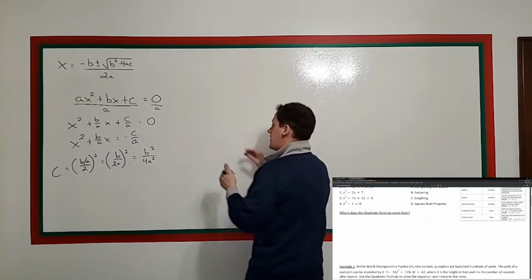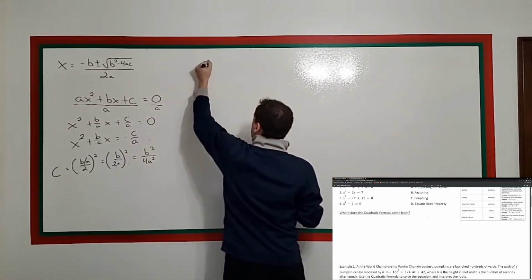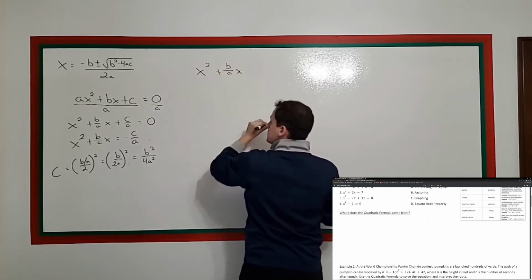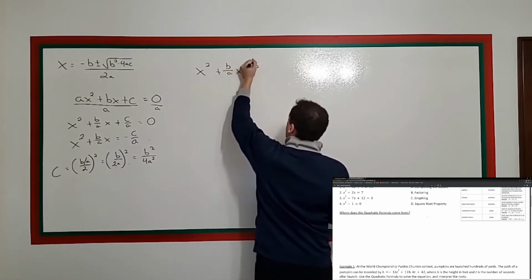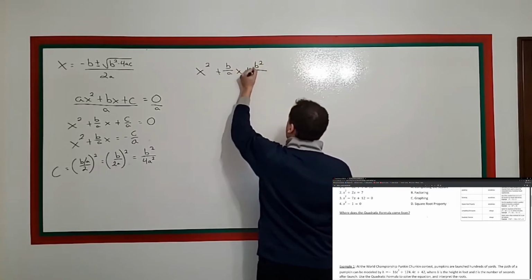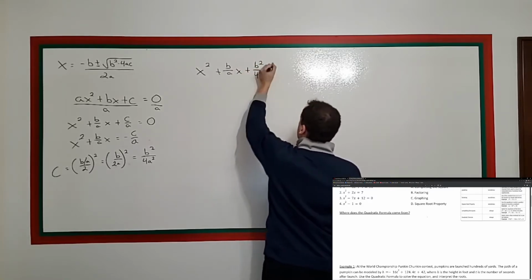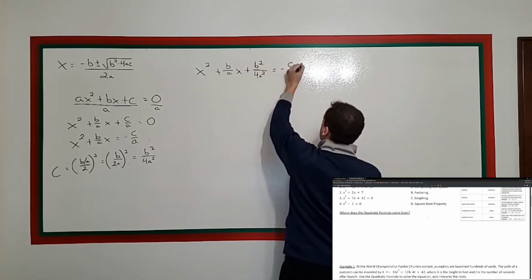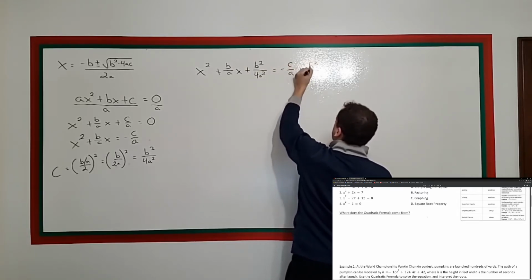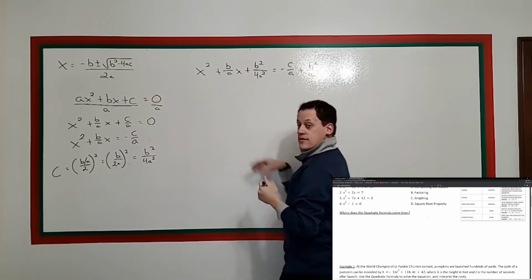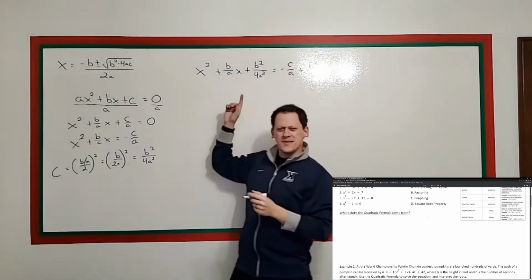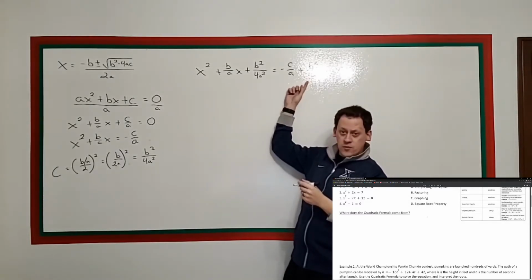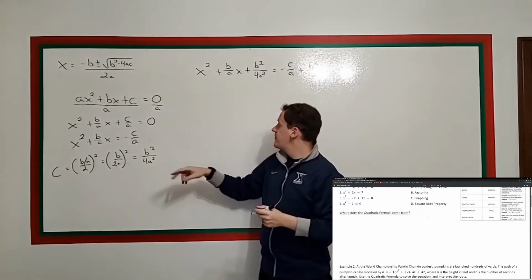I'm going to do that over here. So we've got x squared plus b over a times x plus the value that completes the square equals, we had negative c over a plus our value that completes the square again. So we have this. Sorry, it's a little blurry over here. This is b squared over 4a squared here, this value.